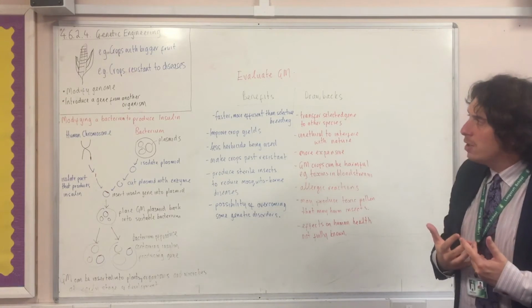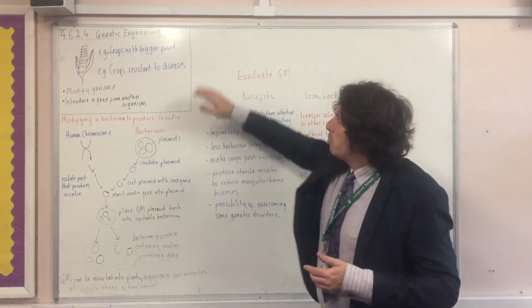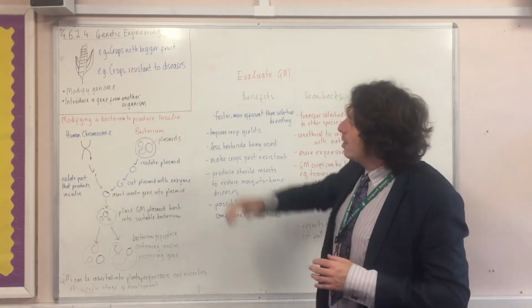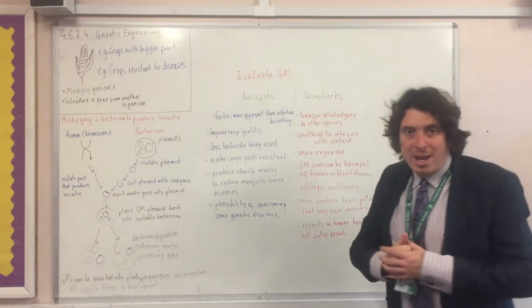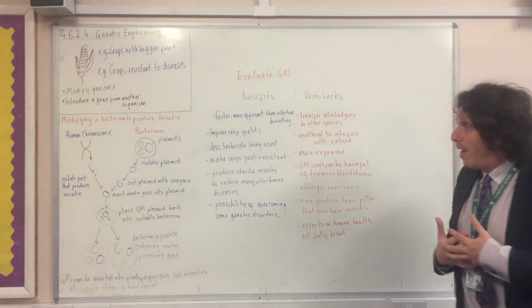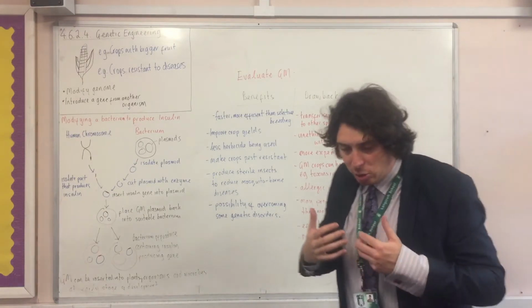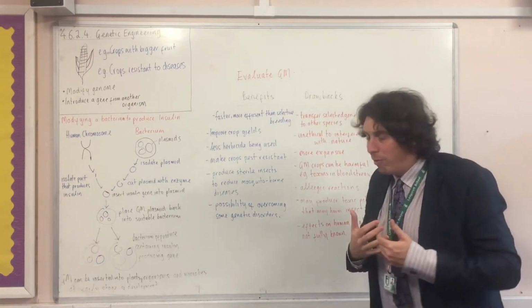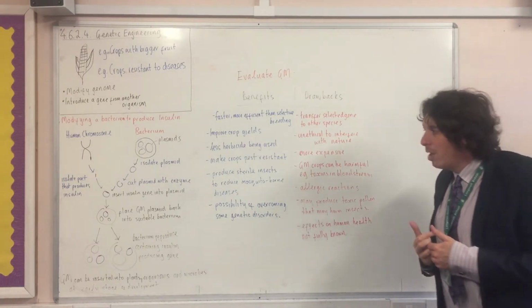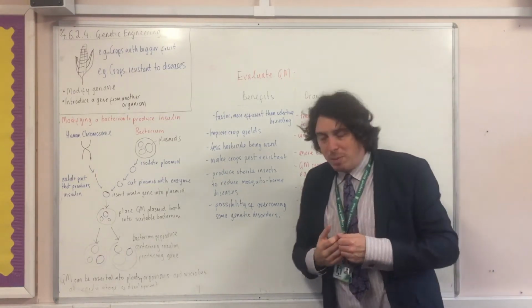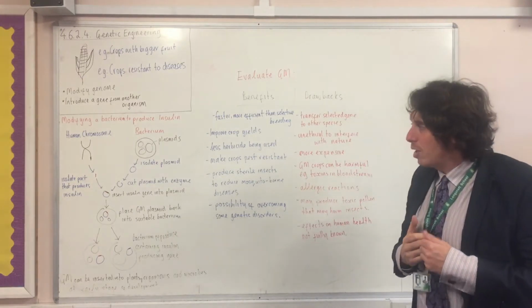So in terms of benefits for crops, this could lead to crops with bigger fruit, or it can lead to crops that have become resistant to diseases. Now, what you need to know is that this is done by cutting a gene out of one organism and introducing that to another. For higher tier, you need to be aware of how this process works.